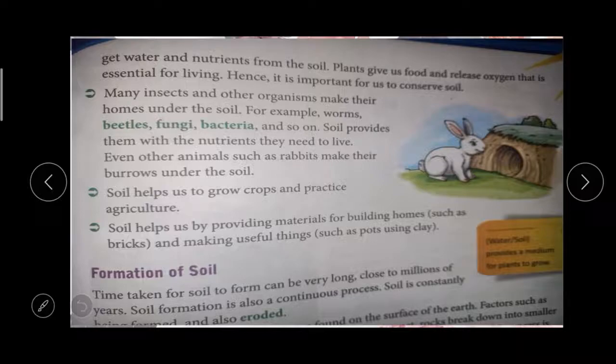Then soil helps us in providing material for building homes, right? Bricks are made from soil. Then many useful things, clay pots, so many types of things are made from the soil. So we need to preserve the soil, right? We need to protect the soil from pollution.